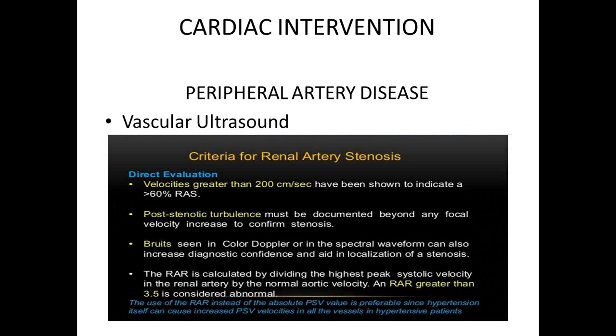So when we do ultrasound other than in the neck vessels, we usually look at the abdominal aorta, so you can do ultrasound of the abdominal aorta. Another common artery is the renal artery, because you can get what we call renal artery stenosis, and then you can look at the vessels in the leg. So remembering your vascular anatomy is important.